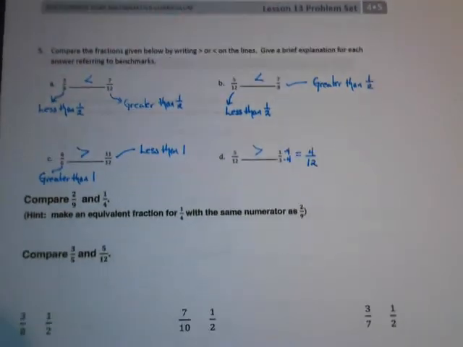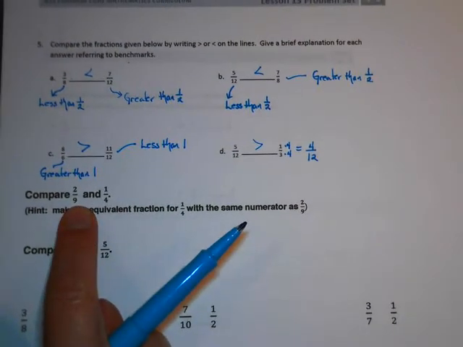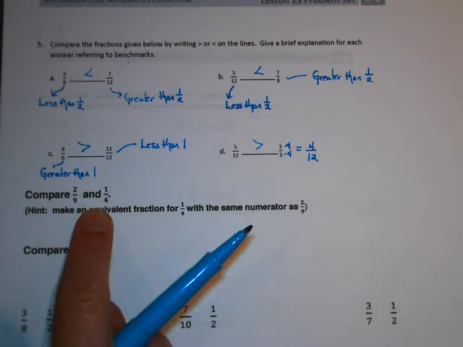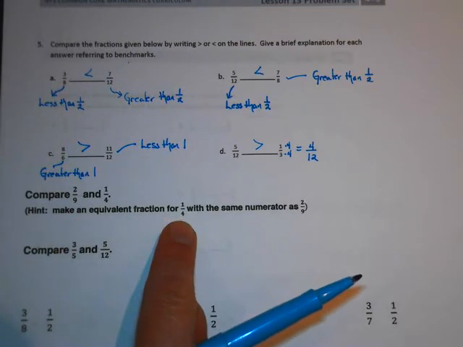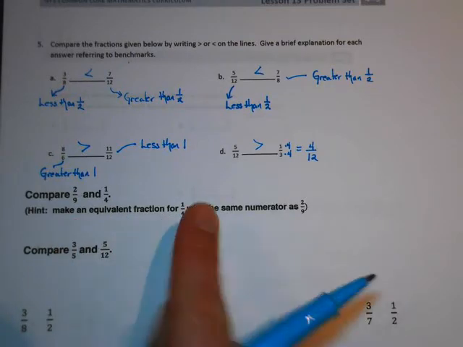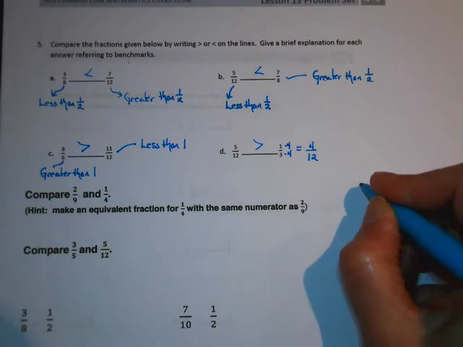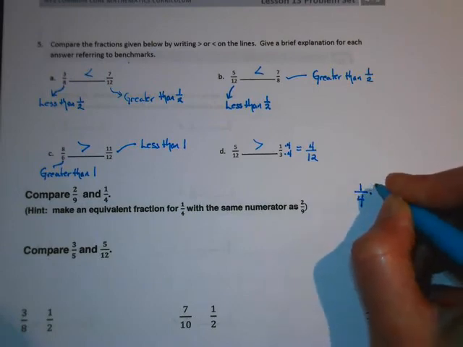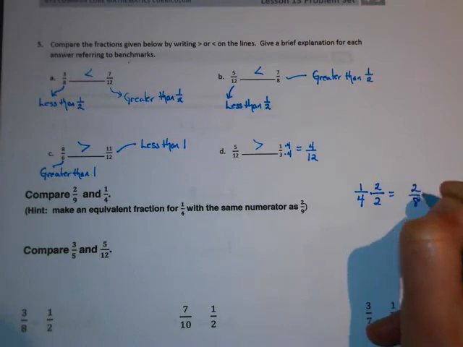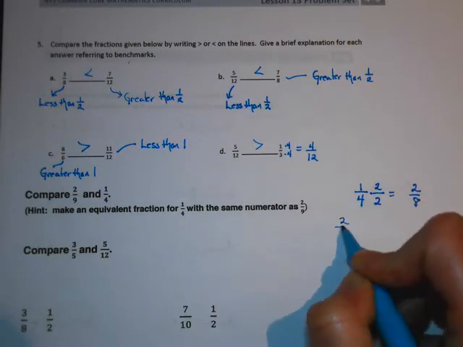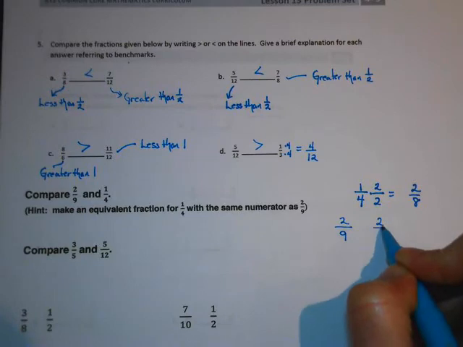All right, so let's look at this one. It says compare 2 over 9 and 1 over 4. The directions have a hint that says make an equivalent fraction for 1 over 4 with the same numerator as 2 over 9. So 1 over 4, if we multiply top and bottom by 2, that's going to be 2/8. So now we're comparing 2 over 9 with 2 over 8.